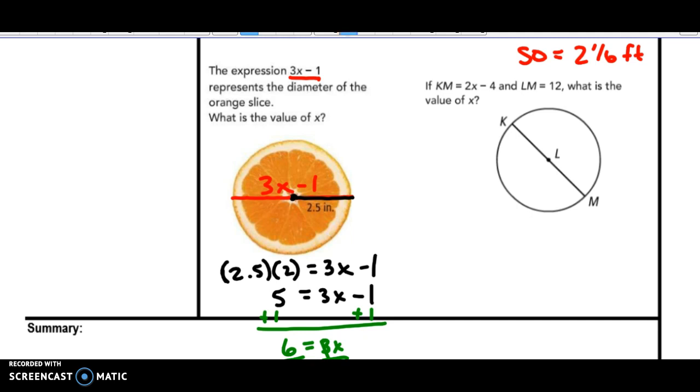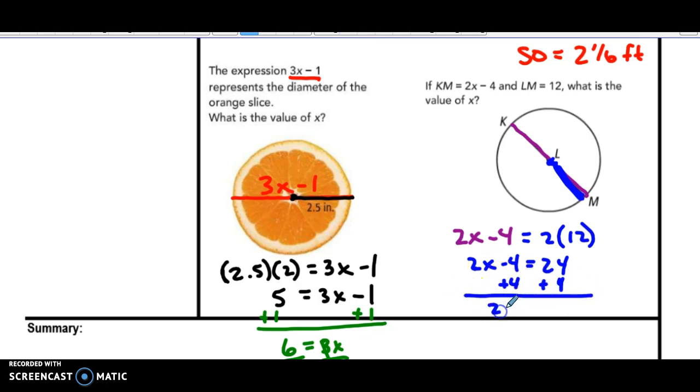And for our final problem, if Km, so I see that that's my diameter, equals 2x minus 4, and Lm, which is my radius, equals 12, then I want to find the value of x. Well, my radius, it will take 2 of those to equal my diameter, so I need to double the radius to equal the diameter. So again, I have a two-step equation to solve. So to get x by itself, I'm going to start by adding 4 to both sides. And now to get x by itself, I'm going to divide both sides by 2. And I find that x equals 14.